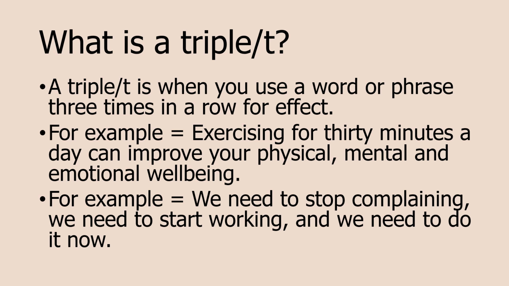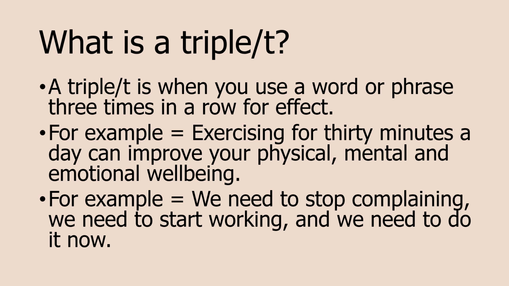Here I've gone for a triplet about the benefits of exercising. The first one is physical, the second one is mental, the third one's emotional. So this is an example of repeating a word 3 times. I've got 3 words that look at 3 different aspects or benefits of exercising: physical, mental, and emotional. That's a triplet.